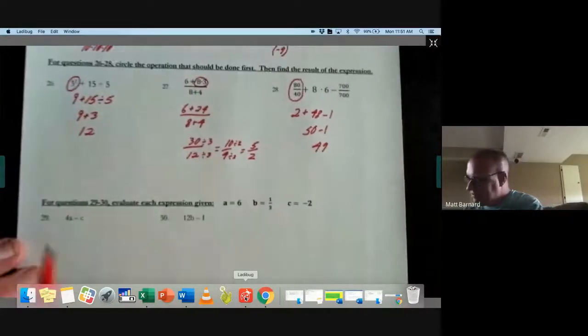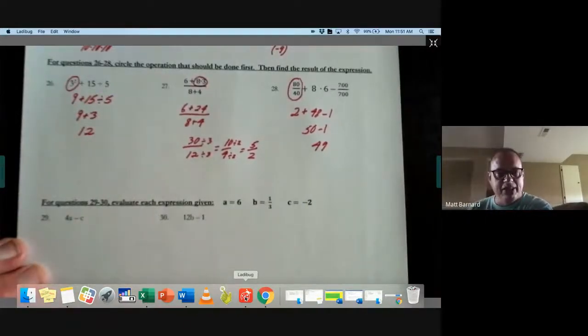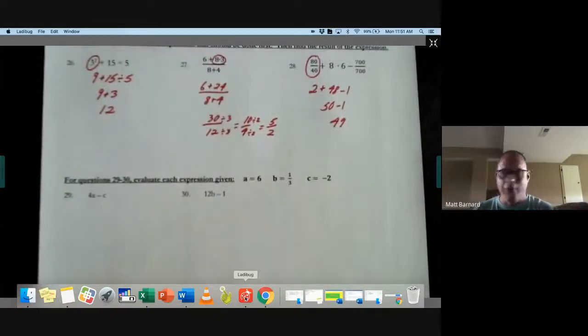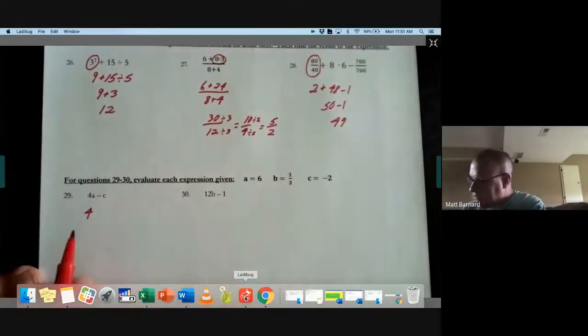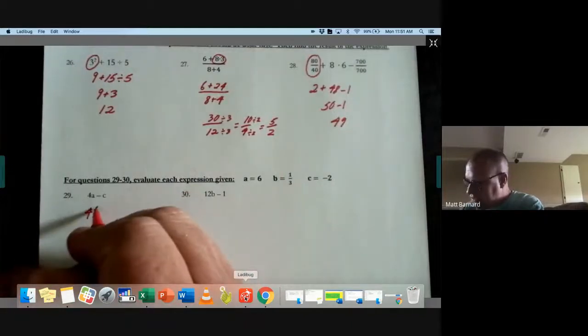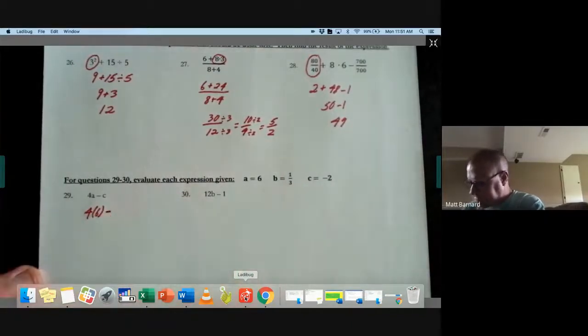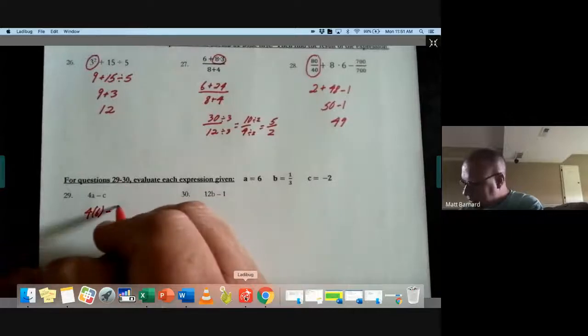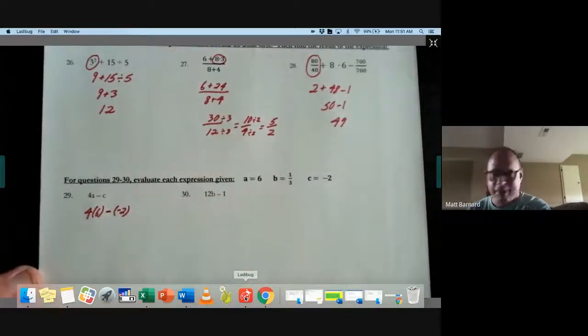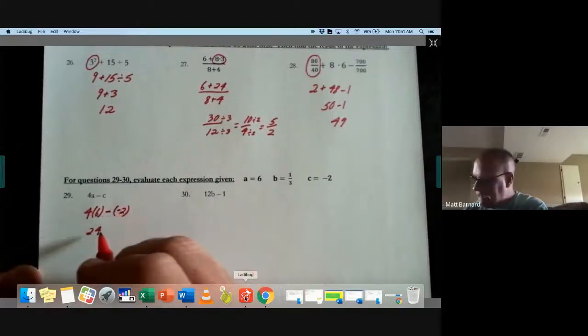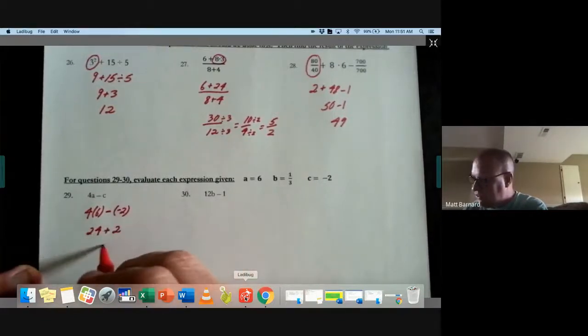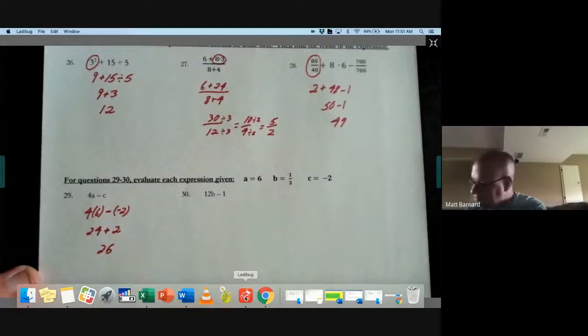Last 2 questions. Evaluate each expression. We want to plug in what we know for A, B, and C. I'm going to try to get that a little better fine-tuned for you. Sorry about that for just a second. It's not your eyes. So we're going to take 4 times the value of A, which is 6, minus the value of C, which I'm going to put in parentheses as negative 2. So this is 24. Now a negative bumped up to another negative is positive. So 24 plus 2 is 26.